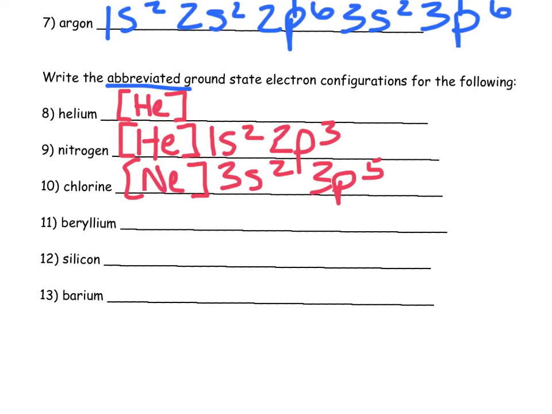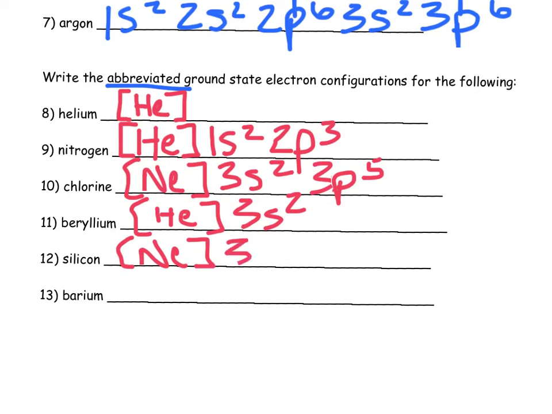Beryllium, the closest noble gas, again, is helium. I'm not even sure that's much of a shortcut after you do everything when it's all said and done, but hey, there we go. Silicon, closest noble gas is neon. 3s2, 3p, and silicon is the 2nd element in the P block.